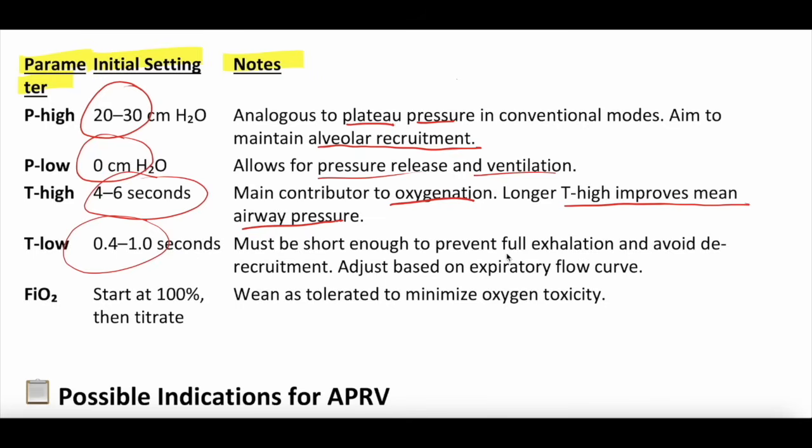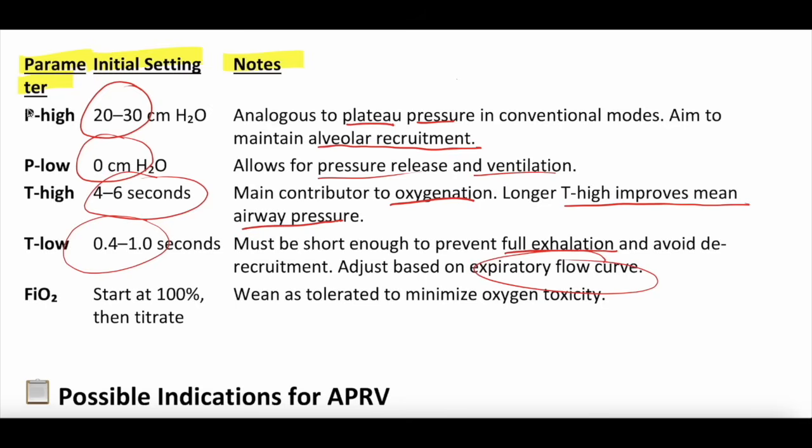This must be short enough to prevent full exhalation. Why? When you go from P high to P low, you're essentially letting that patient exhale, but you don't want them to fully exhale, because that can lead to de-recruitment. So you don't want the T low to be a duration that allows for full exhalation. You can look at the expiratory flow curve, and you want it to be a little shorter than full exhalation to avoid de-recruitment. And then you also set the FiO2, which usually starts at 100% and is titrated down to an adequate SpO2 goal.